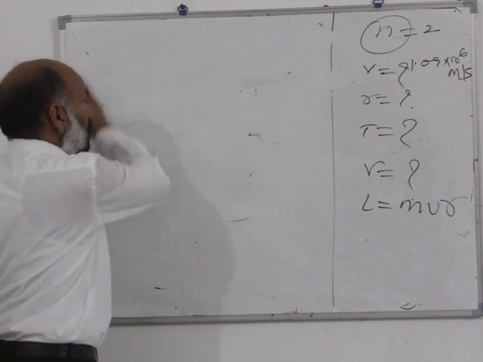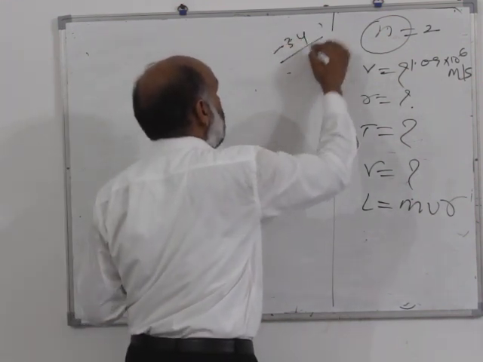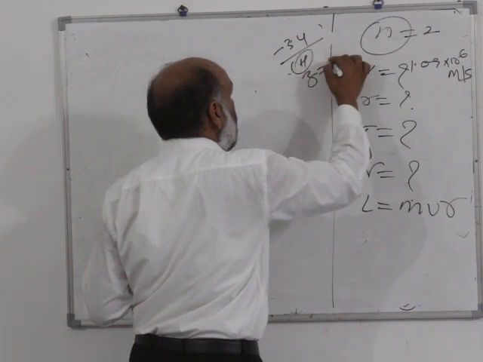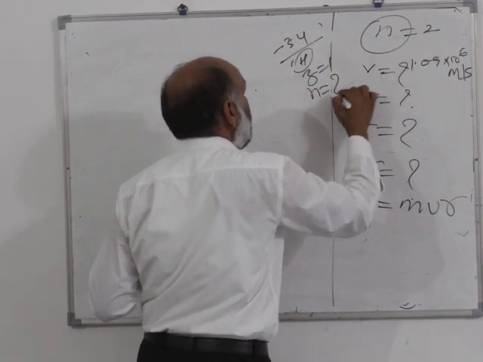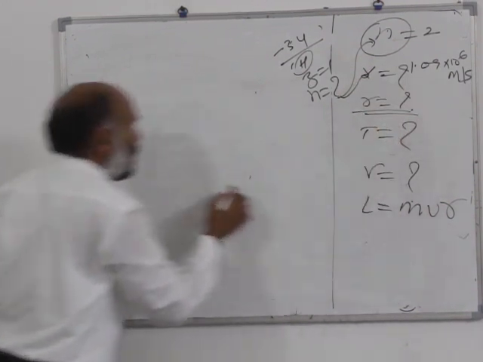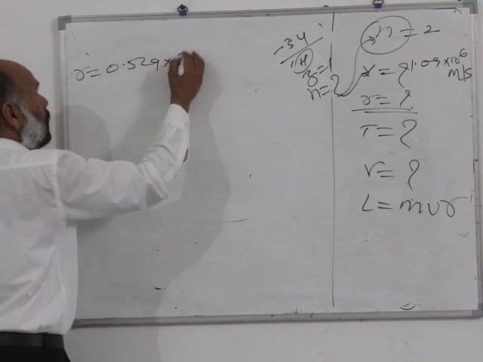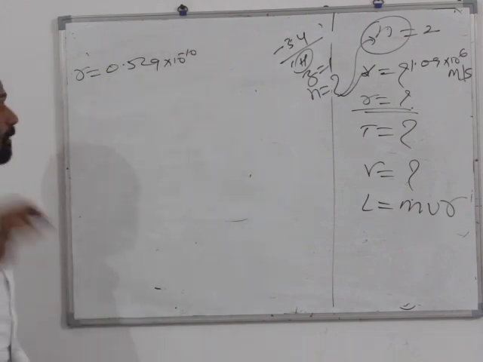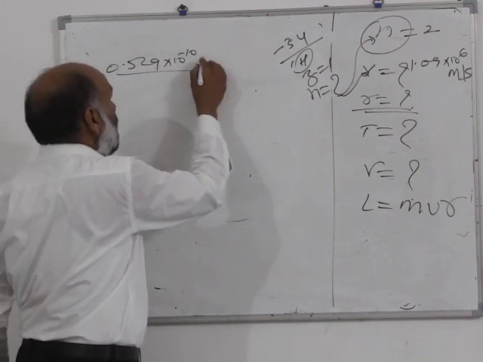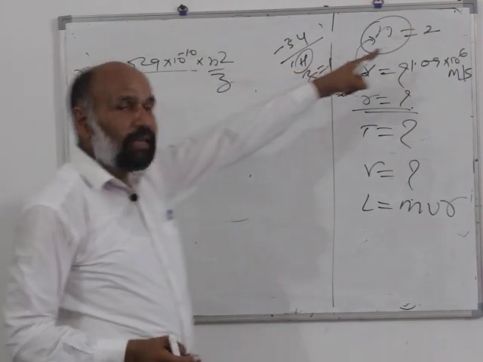Second question finished. What was the question? Energy is minus 3.4 in hydrogen atom, Z equal to 1. What is n? Calculated. What is v? Done. Now, what is radius? 0.529 into 10 to the power minus 10 if it is asked in meter. So 0.529 n square by Z. What is n square? We have calculated 2.